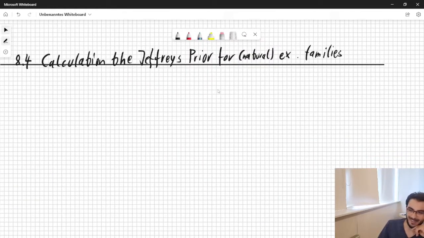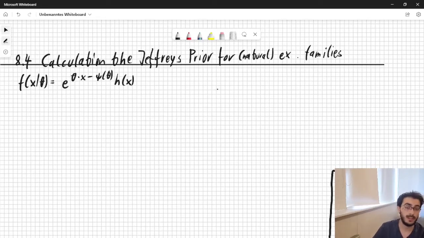So much about the topic of invariance. The Jeffreys prior for natural exponential families is quite easy to calculate, but I want to prove very thoroughly why it is easy to calculate. So remember, for natural exponential families we have the following form. We have the exponential function e to the power of theta times x minus some function psi, times some measurable function h. h is usually not very important. We're going to focus on regular exponential families, so the case that the parameter space theta is an open set.